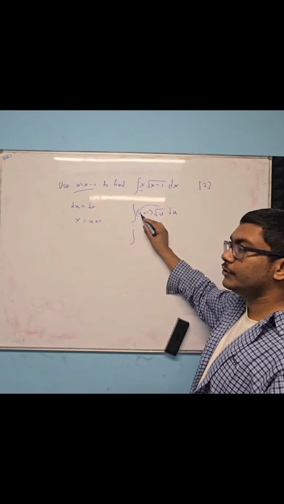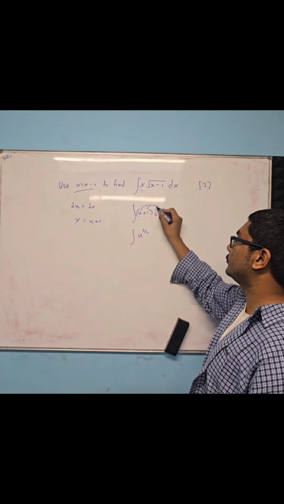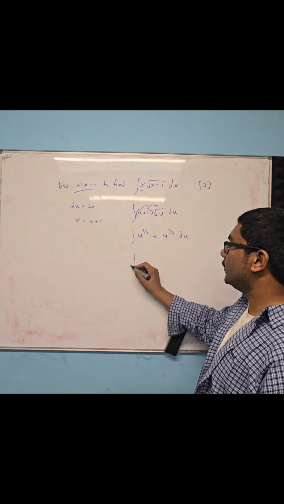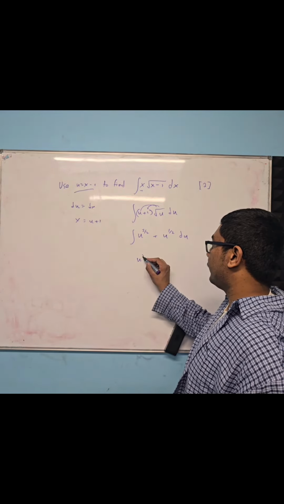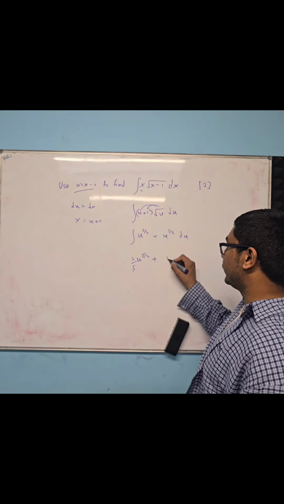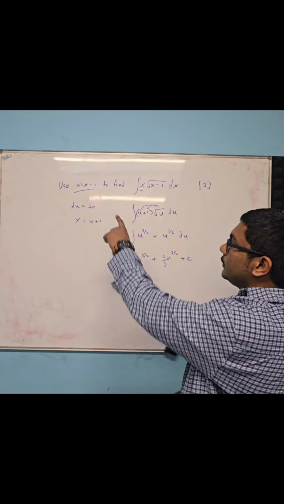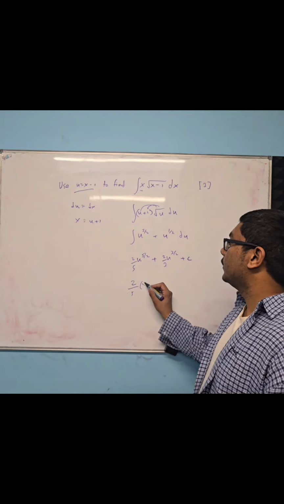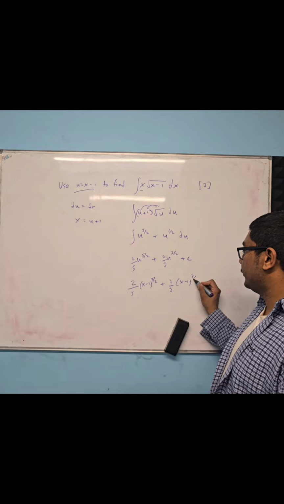And then we expand. So u times root u is u raised to 3 by 2. And 1 times root u is u raised to half. Now to integrate, u raised to 3 by 2 is u raised to 5 by 2 times 2 by 5. And u raised to half is u raised to 3 by 2 times 2 by 3. Finally, we can sub in u equals x minus 1 back into this expression. So 2 over 5, x minus 1 raised to 5 by 2 plus 2 over 3, x minus 1 raised to 3 by 2.